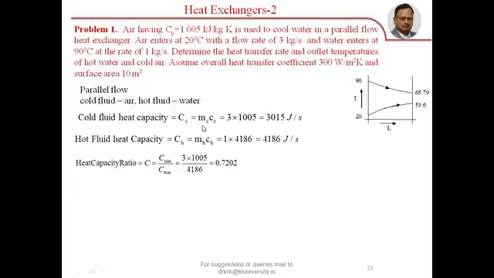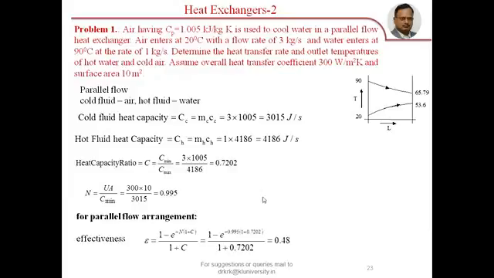Let us determine the heat capacity of the cold fluid. The cold fluid is air and the hot fluid is water in this problem. So the cold fluid heat capacity MCCC is 3015 joule per second, and the hot fluid heat capacity MHCH is 4186 joule per second. Therefore, the minimum heat capacity fluid is the cold fluid, that is air, and the heat capacity ratio C minimum by C maximum is 0.7202. Because we now know UA and C minimum, you can determine the number of transfer units, UA by C minimum, which is 0.995. And this is a parallel flow heat exchanger.